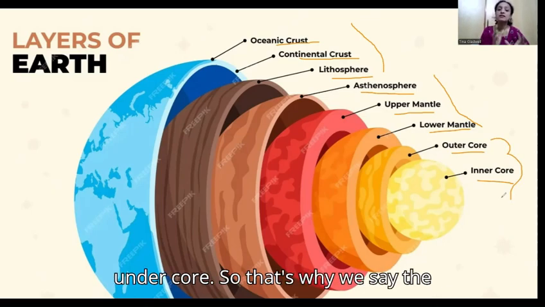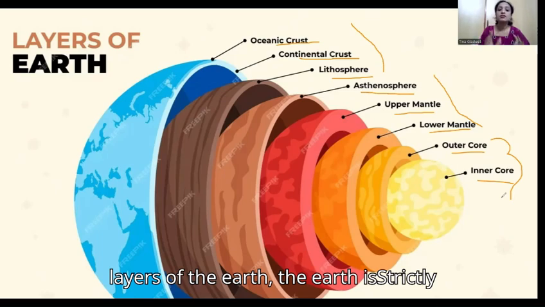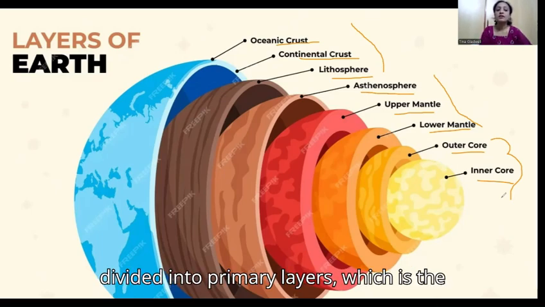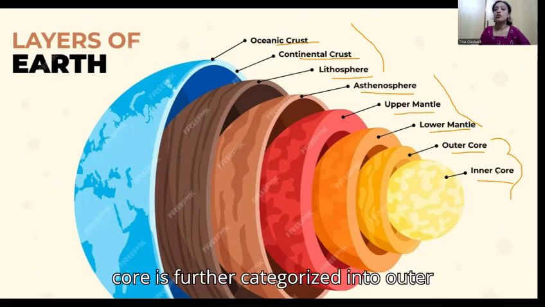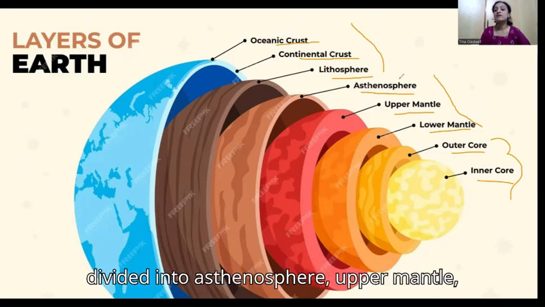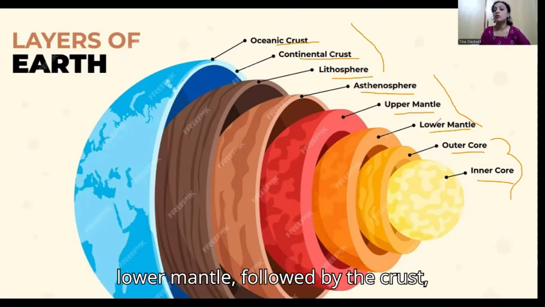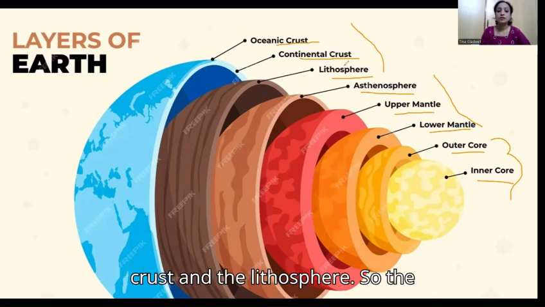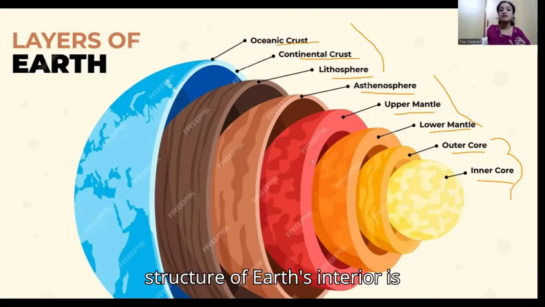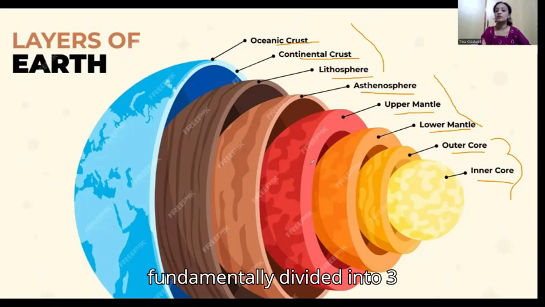So that's why we say the layers of the Earth are strictly divided into primary layers, which are the crust, the mantle, and the core. So the core is further categorized into outer core and inner core. The mantle is divided into asthenosphere, upper mantle, lower mantle, followed by the crust, which has the oceanic crust, continental crust, and the lithosphere. So the structure of Earth's interior is fundamentally divided into three layers, as we know.